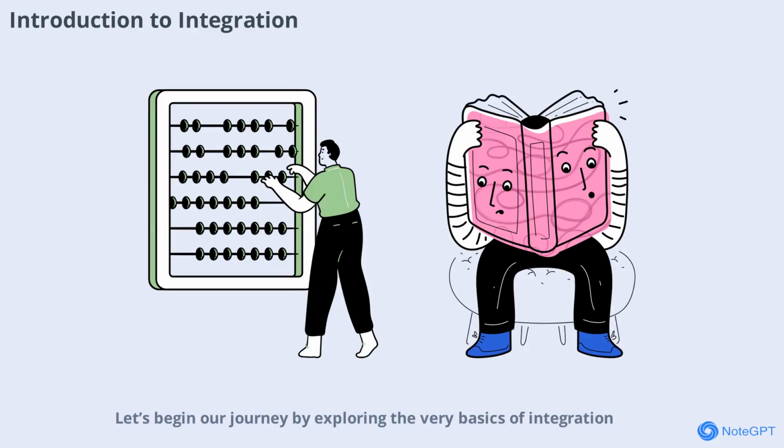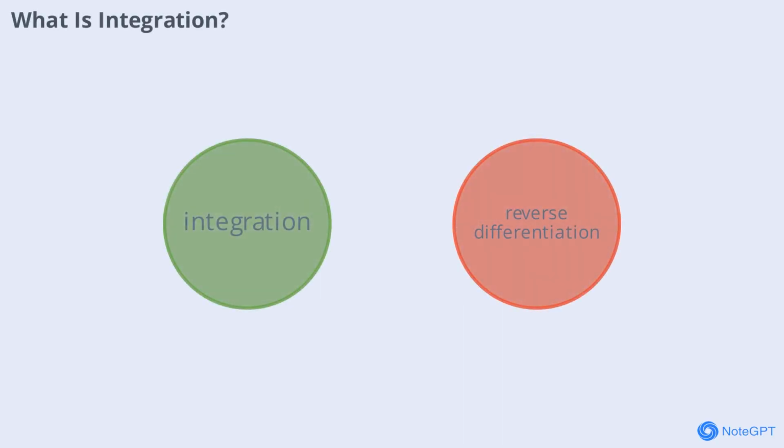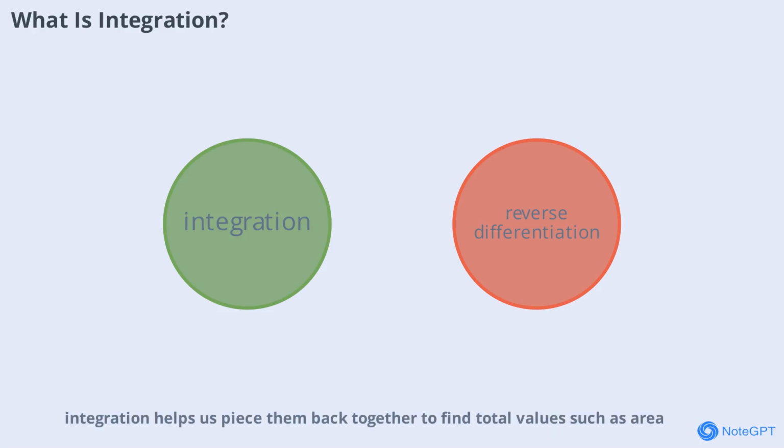Let's begin our journey by exploring the very basics of integration and see how it fits into the bigger picture of mathematics. Integration at its core is the process of finding the whole from its parts. In mathematics, it's the reverse operation of differentiation. While differentiation breaks things down to their rates of change, integration helps us piece them back together to find total values, such as area, volume, or accumulated quantities.